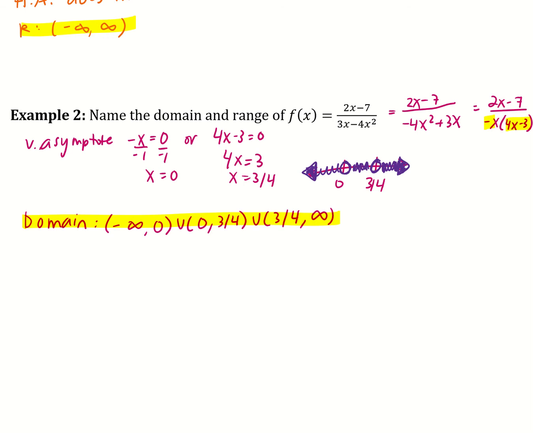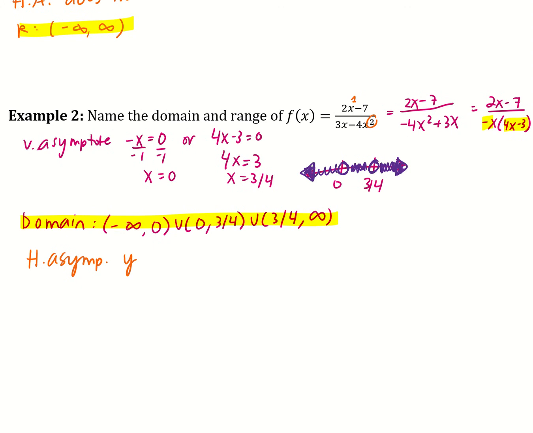Let's talk about range. To talk about range, we've got to talk about horizontal asymptotes. The degree of the numerator is 1, easy to see here. The degree of the denominator is 2. When the degree of the denominator is greater, there's a horizontal asymptote at y equals 0. So that's the one y value you're not going to get out of your function. My range is from negative infinity up to the y value 0 and anything bigger than 0.